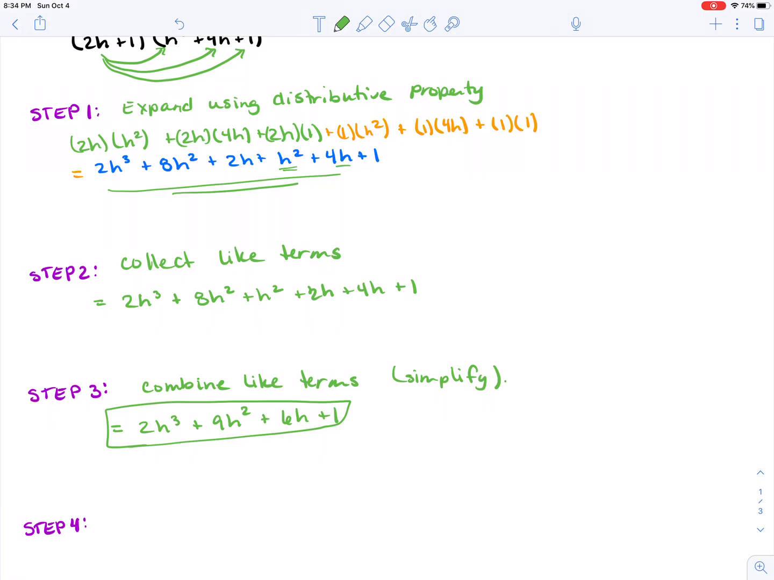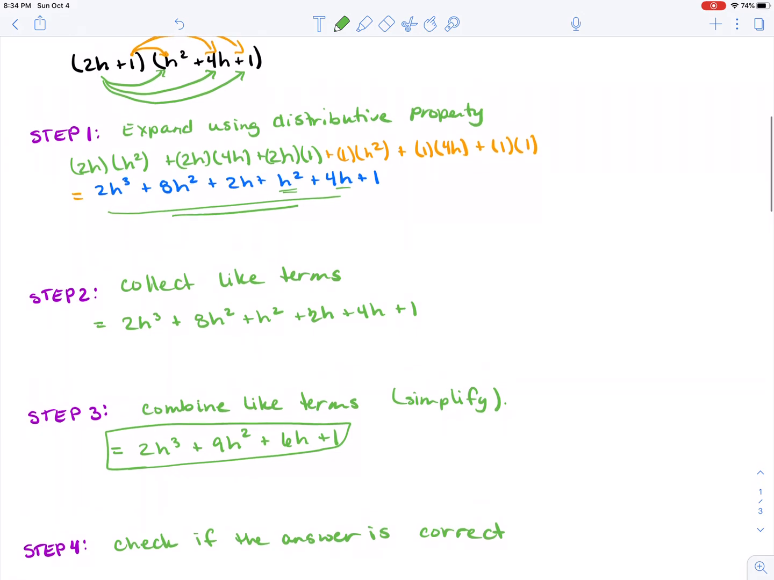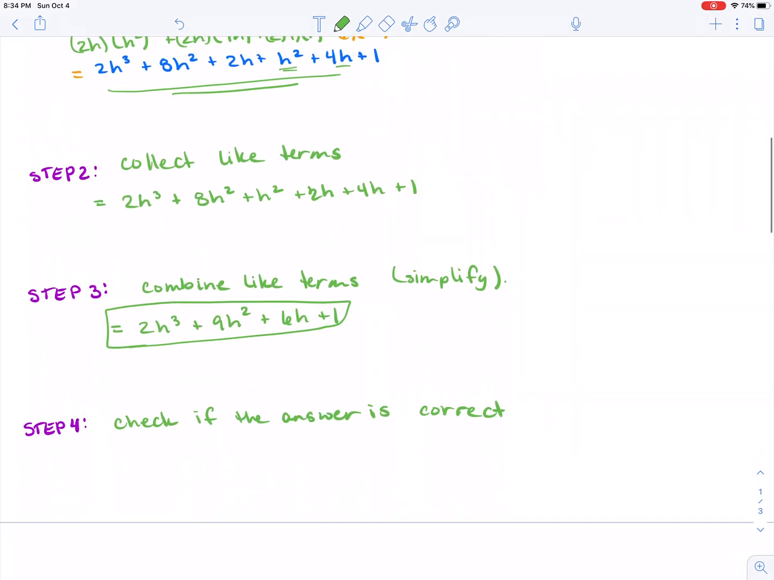Now, the fourth step is more for yourself than for the answer of expanding and simplifying. What I'm going to do now is I'm going to check if the answer I got is correct. Now, how do I do this? What I'm going to do is set my original question, which is 2h plus 1 times h squared plus 4h plus 1.